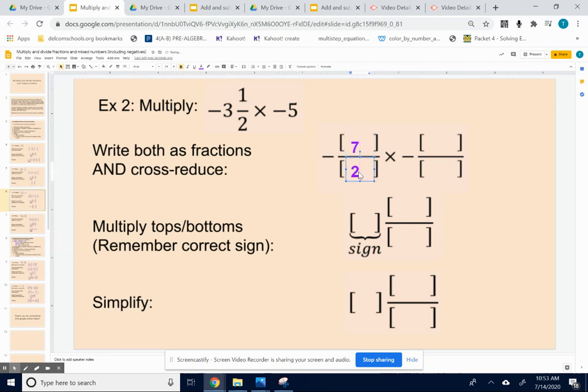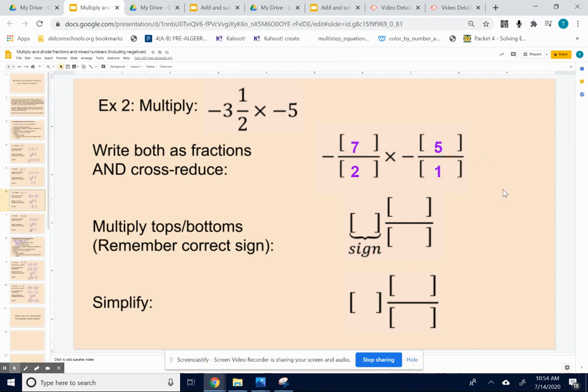Okay, negative 5 remains negative, so the negative sign's there. If it's a whole number you want to change to a fraction, just put a 1 underneath it. So negative 5 would be negative 5 over 1. Now we have negative 7 over 2 times negative 5 over 1, and now we have a problem like we've been working with.